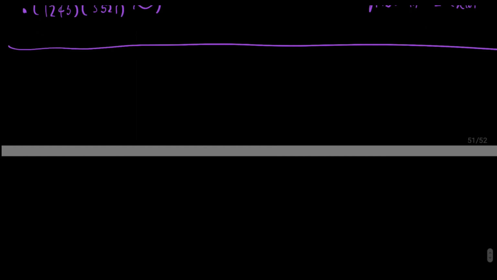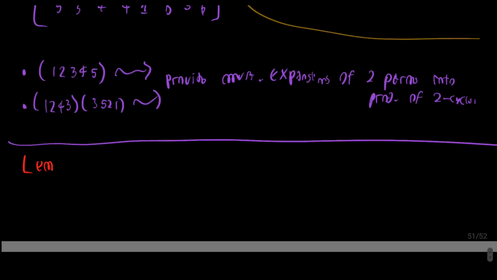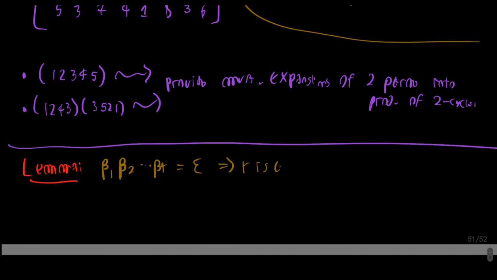Now we will prove another important lemma that will then motivate us to define the concept of parity of a permutation. The lemma is the following, and it says that if a product of two cycles, B1, B2 up to BR, is the identity, then R is even. In other words, R is 0, 2, 4... Well, let's prove it.